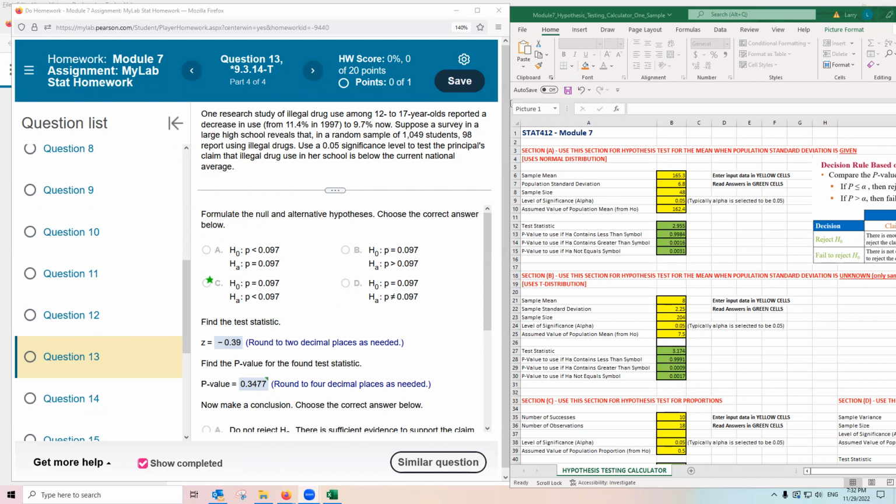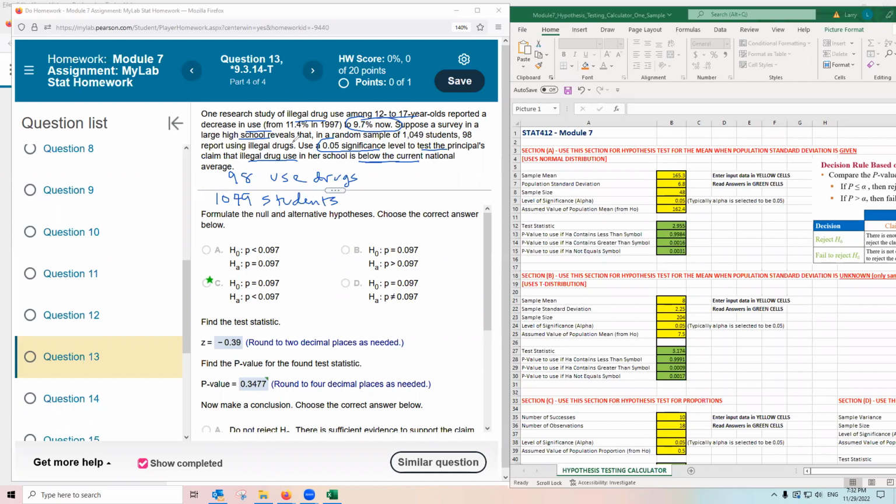It says a research study of illegal drug use among 12 to 17-year-olds reported a decrease in use. All right, so let's say you took a survey and in a sample of 1049 students, 98 said they use illegal drugs. Use a 0.05 significance level to test the principal's claim that illegal drug use in her school is below the national average. Well, I could see up here the national average is 9.7%.